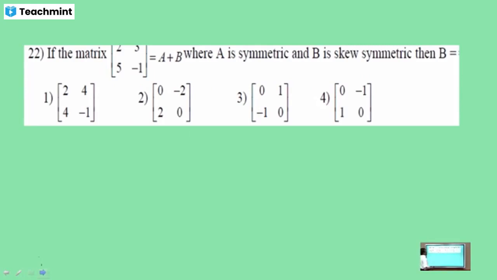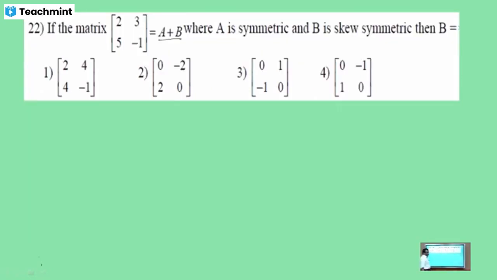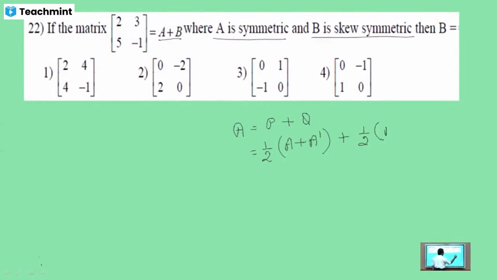If the matrix is equal to A plus B, where A is symmetric and B is skew symmetric, then the matrix B is a skew symmetric matrix. Which property has been used here? You must know that every matrix A can be written as the sum of symmetric and skew symmetric matrices. That symmetric matrix is half into A plus A dash, and the skew symmetric matrix is half into A minus A dash. Every matrix can be written as the sum of symmetric and skew symmetric matrices.